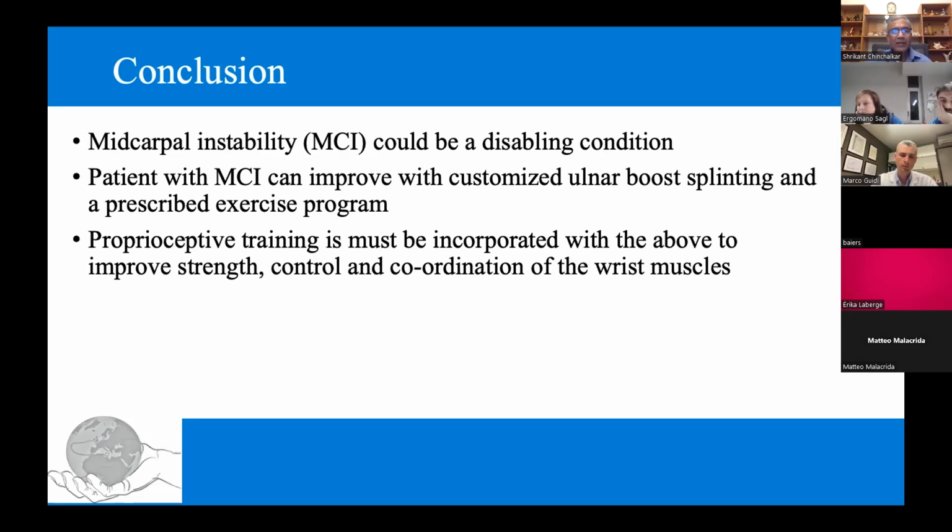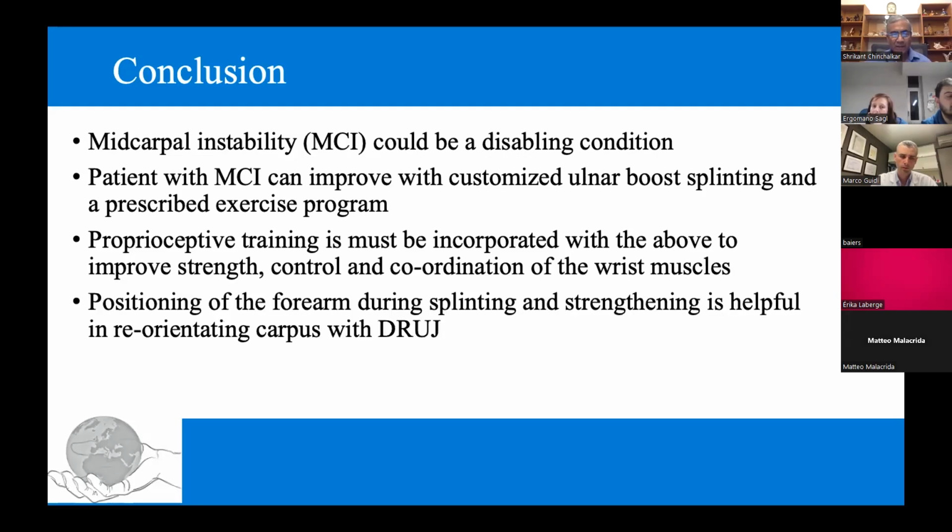So I would say that patients with midcarpal instability definitely can improve with customized ulnar boost splinting and a prescribed exercise program. I must emphasize that proprioceptive training is a must and should be incorporated with the above in order for us to regain or improve strength, improve muscle control and the control of the wrist and carpal bones, and coordination using these wrist muscles.